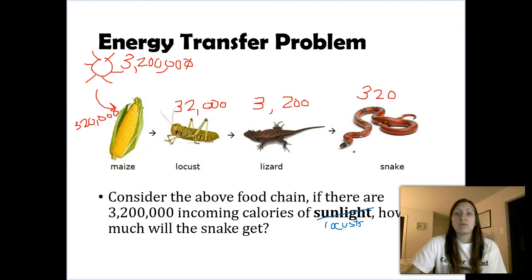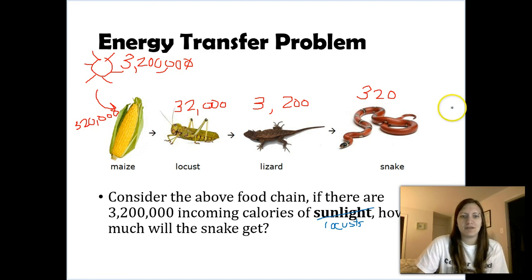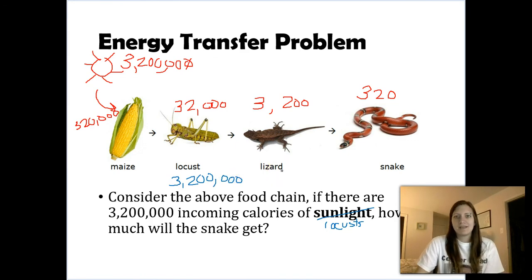And then I said, how much is in corn? I'm like, well, whoa, what do you mean what's in corn? So now you have to work backwards. So let me put it this way. So locusts, we have 3,200,000. Well, we know maize must have more than that, because locust only had 10%. So maize has even more than that. So now I'm just going to add a zero back to that. So I'm going to say maize has 32 million.